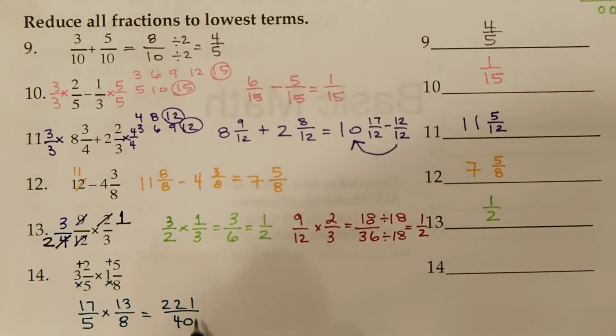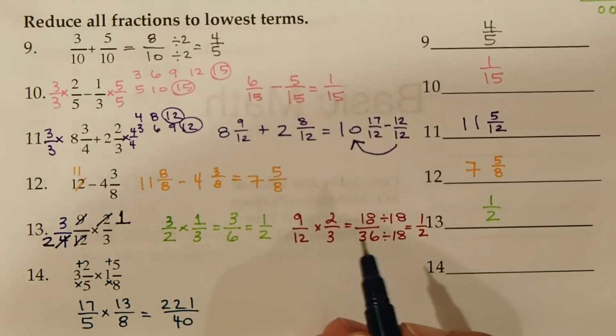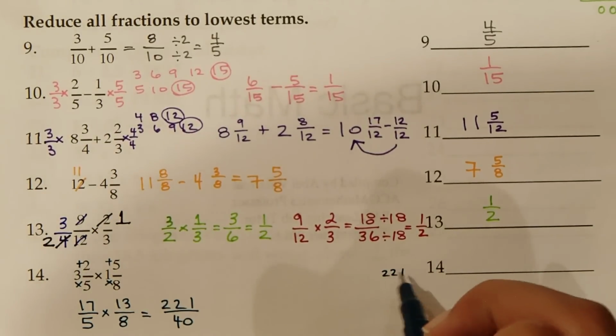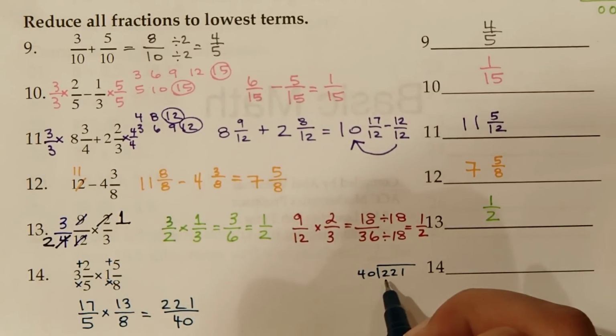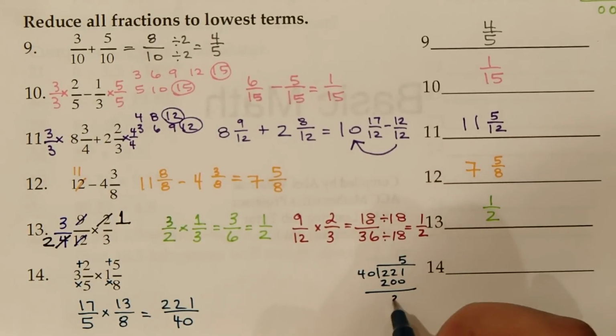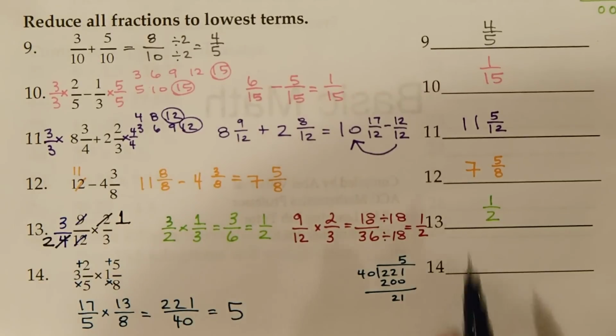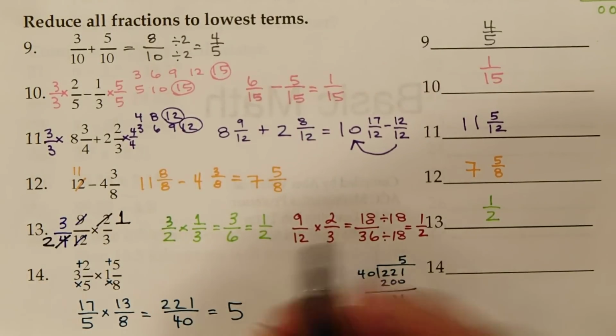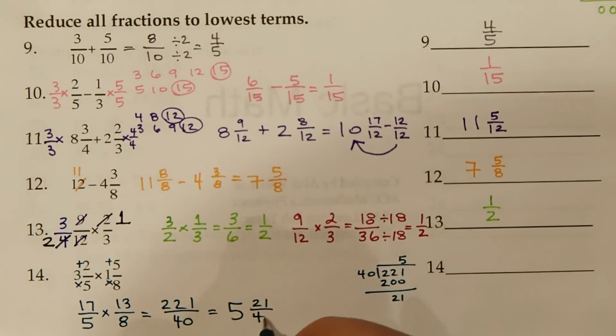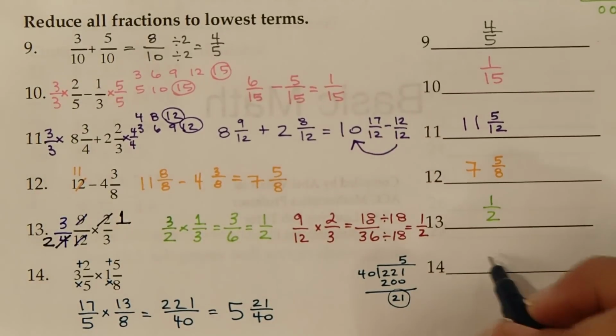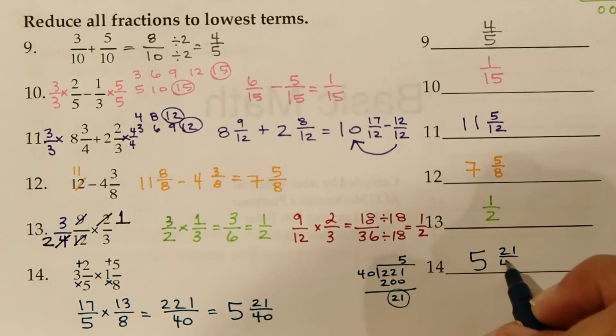So we need to say how many 40s can we take out of 221 to get our whole number part of the mixed number. So we'll do a little side note here. 221 divided by 40. So 5 40s make 200. So I'll leave 21. So we know there's going to be 5 whole 40s that can come out. That's 200. That leaves us 21 left over here out of 40. So this makes our fraction, the remainder over the divisor. So our final answer is 5 and 21/40.